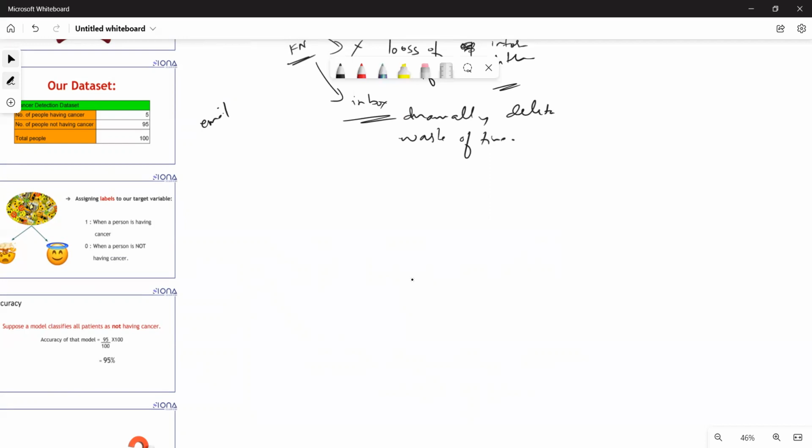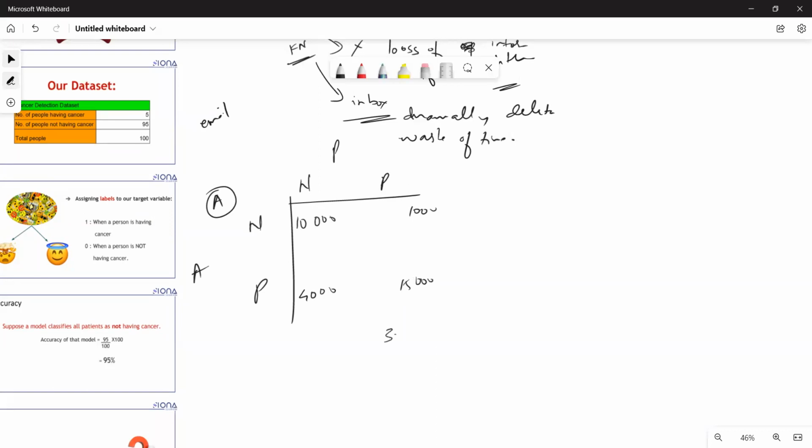Now let's say I have option A where I have a data set something like this: 10,000, 1,000, 4,000, 15,000. So this is a data set of 30,000 data, and option B could be something like 150, 10, 40 and 100. So in total we have data of 30.